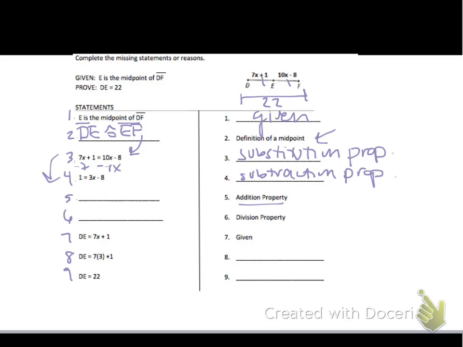My next step, we're adding something, okay? So it looks like we're going to have to add 8, because it looks like the only thing that we can add is adding 8. So I'm going to get 9 equals 3x. We're dividing something, so if I divide both sides by 3, I should get 3 equals x.